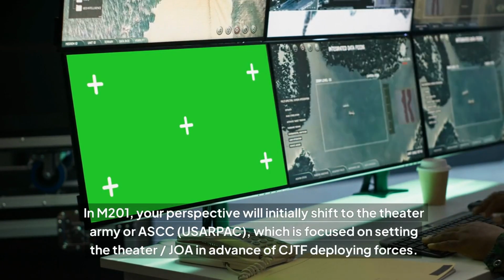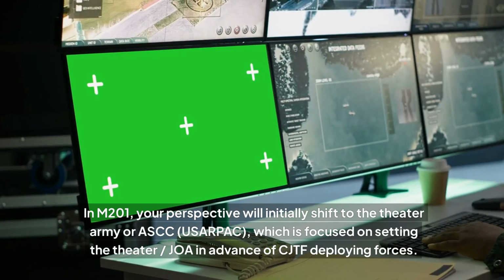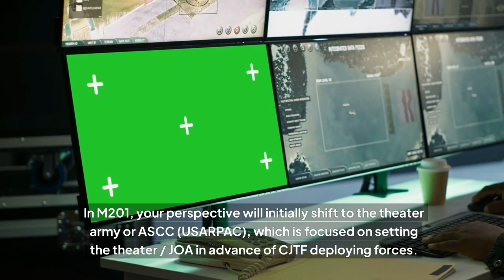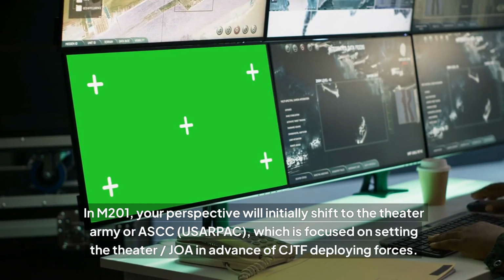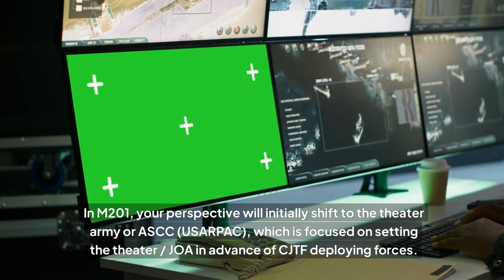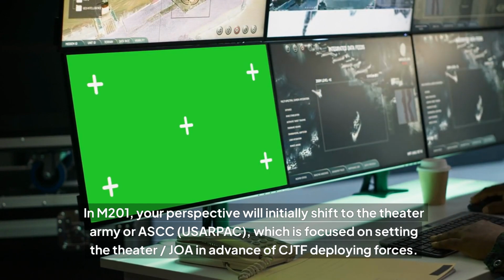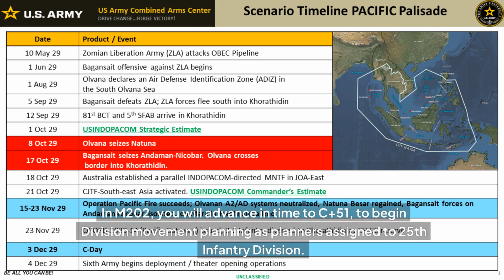In M201, your perspective will initially shift to the Theater Army, or ASCC, USARPAC, which is focused on setting the theater, JOA, in advance of CJTF deploying forces. In M202, you will advance in time to CPLOW 51 to begin division movement planning as planners assigned to 25th Infantry Division.